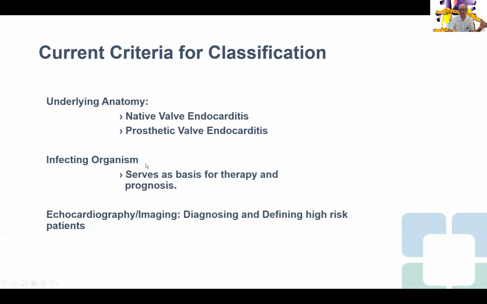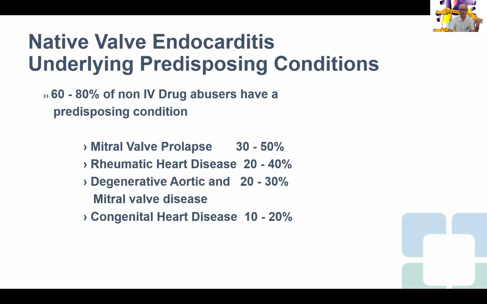The second step is to identify the organism, and this will usually serve as a basis for the antibiotic therapy and for assessment of whether you have an invasive species versus just a locally growing species like a fungal infection. And finally, you move on to the echocardiographic, and in this era, the imaging part. In some other videos on this website, we discussed the use of CT and PET scanning in identifying patients with endocarditis, making the diagnosis, and then identifying high-risk features.